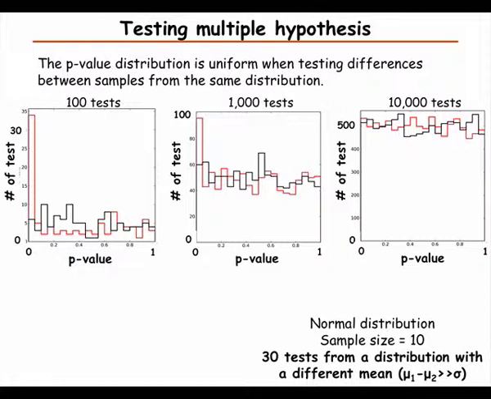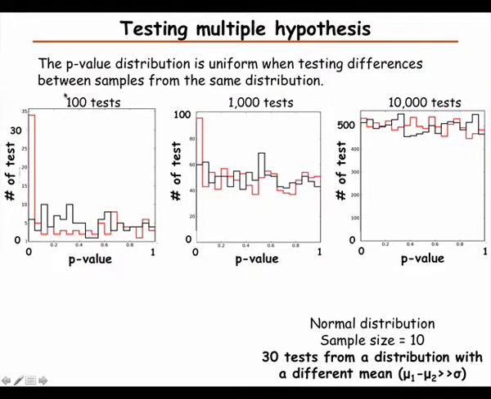So now we're going to do a different simulation. The black distribution is the simulation that we did last time. We just redid it again, so the values are slightly different. But now we're going to select that 30 of the tests have a different mean. So 30 out of 100, 30 out of 1,000, and 30 out of 10,000.